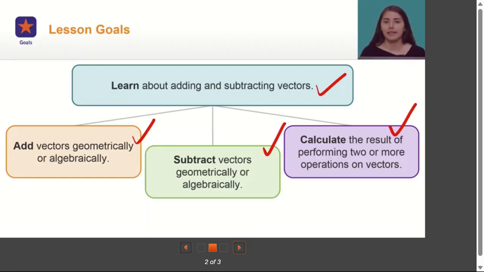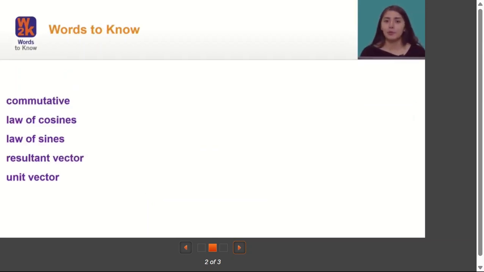Next, let's take a look at your vocabulary. Here are some important words you'll learn in this lesson. Take a few minutes to look up these words in your glossary and add them to your notes. Commutative, law of cosines, law of sines, resultant vector, and unit vector.